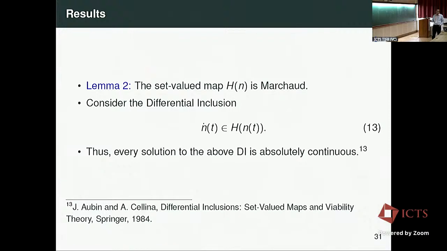Why do we need Marchaud? Well, we are able to show that our set valued map H of n is Marchaud. So if you consider then the corresponding differential inclusion in place of the ODE, which is n dot t belongs to H of n t, then every solution to this differential inclusion is absolutely continuous. And there's a result in this book by Aubin and Cellina, which shows that.